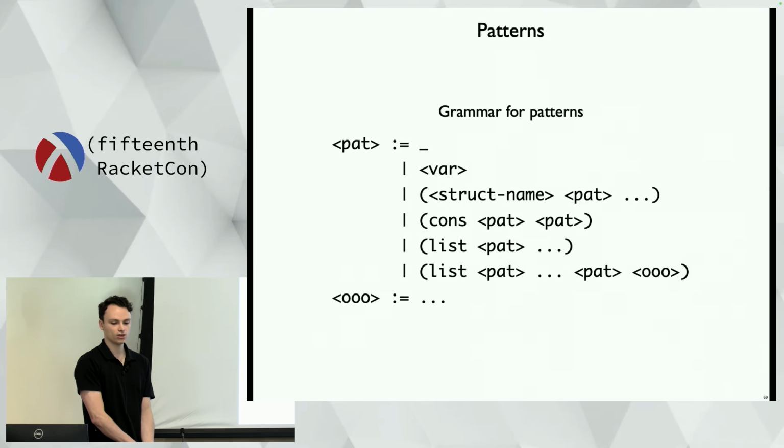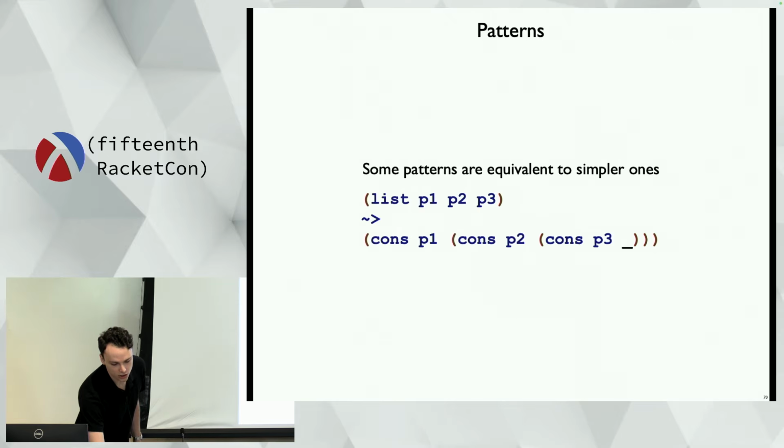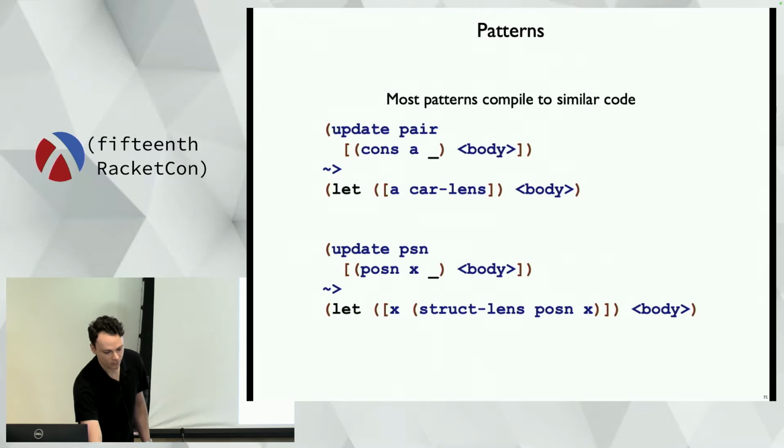We have the wildcard pattern, the variable pattern, struct names like the posin, cons, list, and list with ellipses. But as it turns out, some patterns are equivalent to simpler ones, like this list pattern is just a bunch of cons patterns. So we can use syntactic sugar there. And even patterns that aren't equivalent to each other compile to very similar code. So if we have the cons pattern here, this is just going to be let A be car lens, and we have this posin pattern, it's just going to be let X be struct lens posin X.